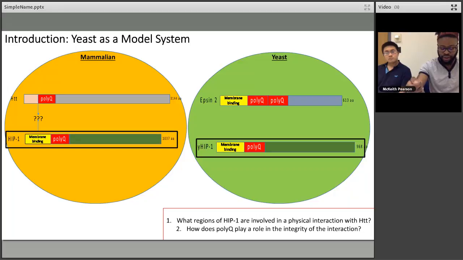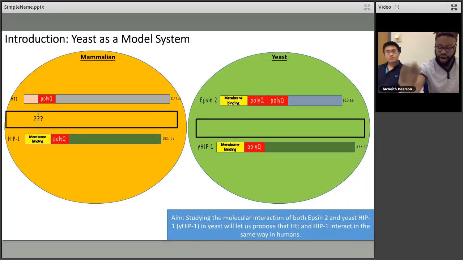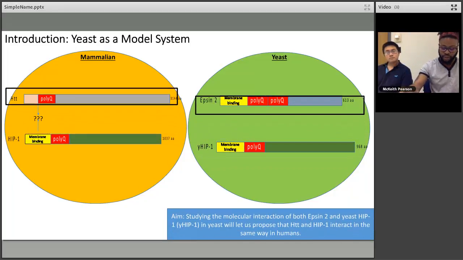This protein is known as yeast HIP1, labeled Y-HIP1. As you can see, they both have very similar regions and both are involved in regulating endocytosis. Now, although there is no known Huntingtin homolog, or no functional similarity between Huntingtin and Epsin2 yet, we believe that since Huntingtin contains these polyQ regions, actually more than one, Epsin2 and Huntingtin are actual functional partners within the yeast cell.